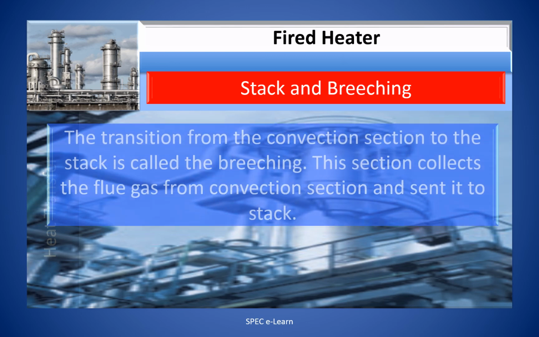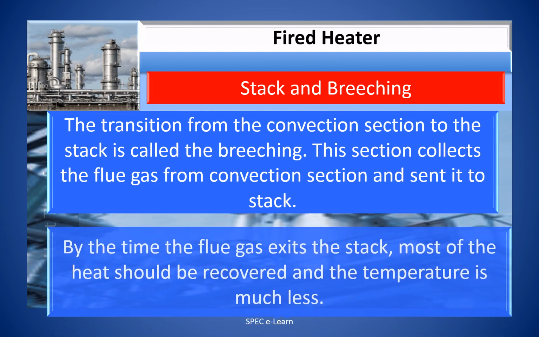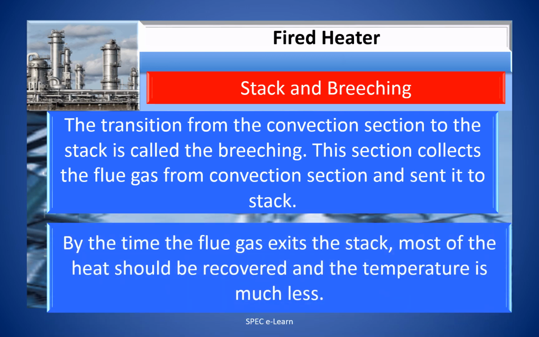The next section is the stack and breaching section. The transition from the convection section to the stack is called breaching. This section collects the flue gas from the convection section and sends it to the stack. By the time the flue gas exits the stack, most of the heat should be recovered and the temperature is much less.